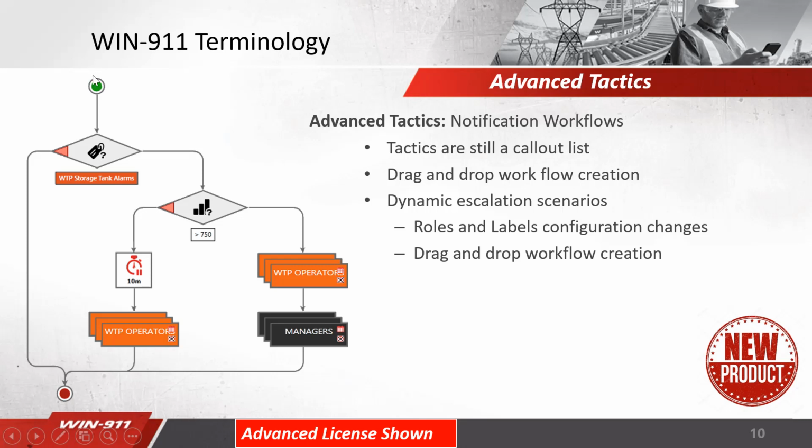When the alarm comes in, the green dot, we'll check the alarm to see if it's been assigned this label of WTP storage tank alarms. If it is this type of alarm, we go to the right. If not, we go to the left. So let's say yes, it is. We can check this alarm for a certain severity. Is it greater than 750? Yes or no? If no, we can wait 10 minutes and then start a call out for the operators. Otherwise, if it is, we can start the call out for the operators immediately and notify the managers.